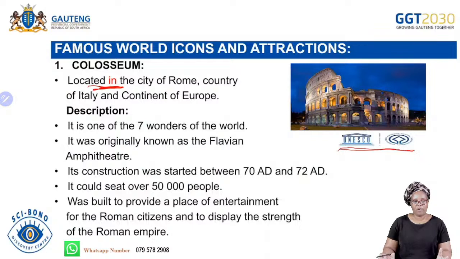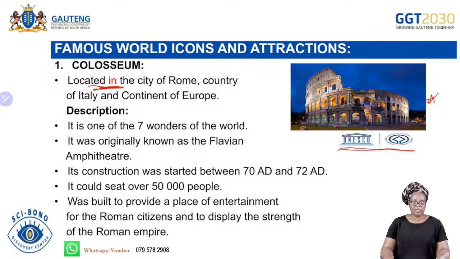So that's whereby we found the Colosseum. Look at the picture. Look at our picture here. We have the picture of the Colosseum, because you need to be able to identify. If you are given different icons, pictures, you must be able to identify the picture, put the name to the picture. You must be able to do that.